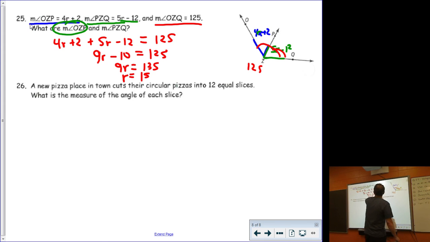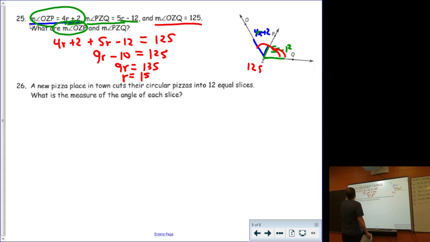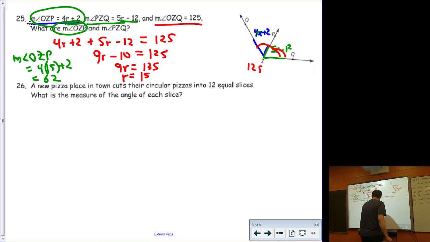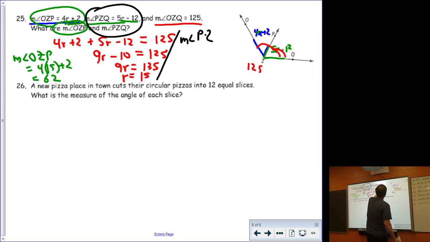OZP would be 4r plus 2. So the measure of angle OZP equals 4 times 15 plus 2, which is 62 degrees. And PZQ, the measure of angle PZQ equals 5 times 15 minus 12, which is 75 minus 12, which is 63 degrees.